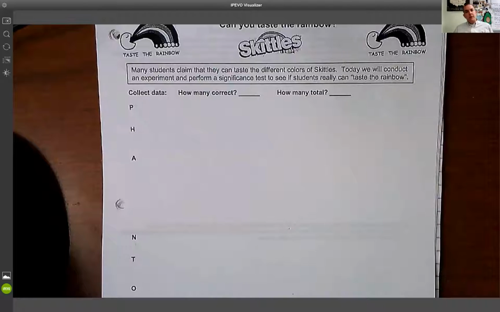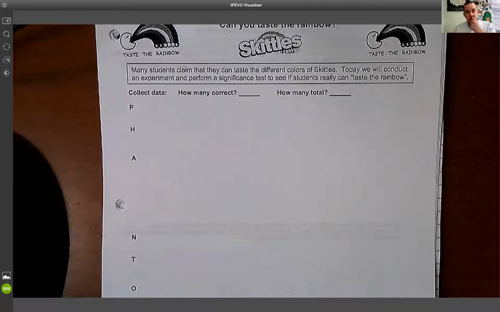So what I want to do is walk through the example for those who aren't here, or those who need to watch it again. So here is the activity we did. Can you taste the rainbow? Basically what we're trying to determine is if you closed your eyes and tasted a Skittle, whether you could tell the flavor of it.